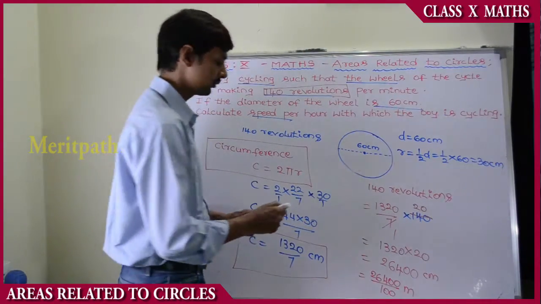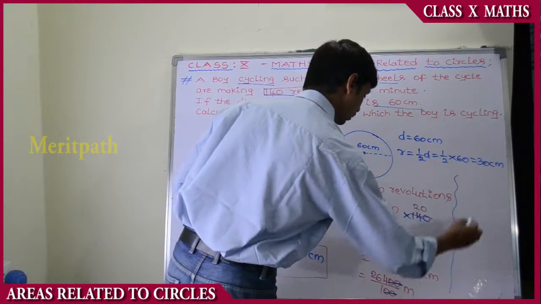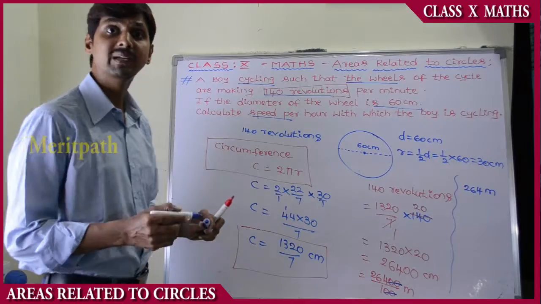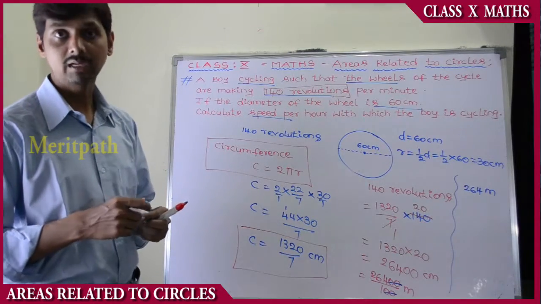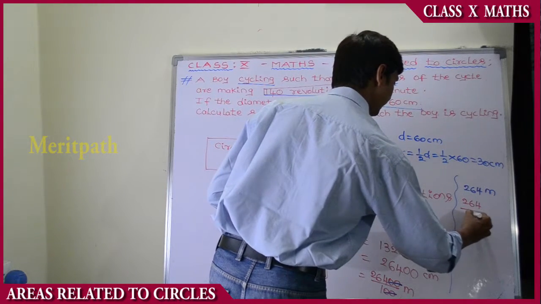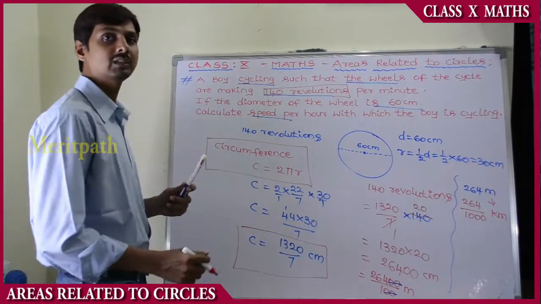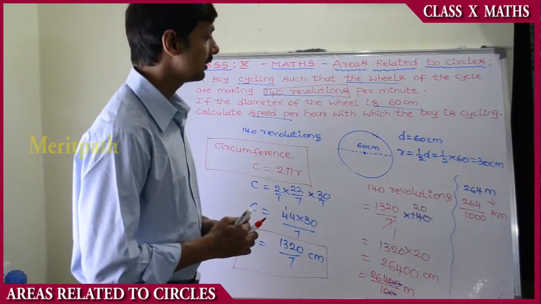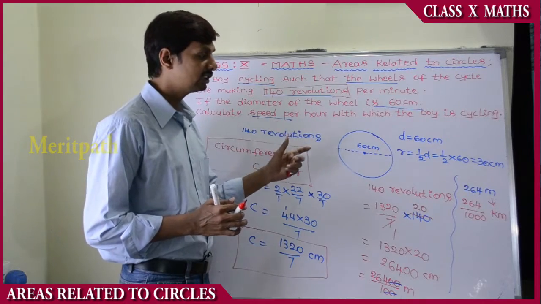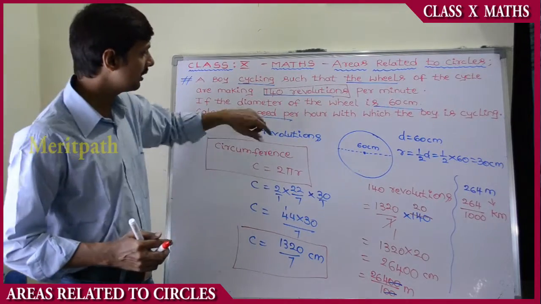So let's cancel the 2 zeros and 2 zeros. We'll be getting 264 meters. So this is only the meters, and we need to change this into kilometers. So 264 divided by 1000. So these meters will become kilometers now, because 1 kilometer is equal to 1000 meters. So now the distance covered by the wheel in 140 revolutions is 264 by 1000 kilometers, but we need to find it per hour.